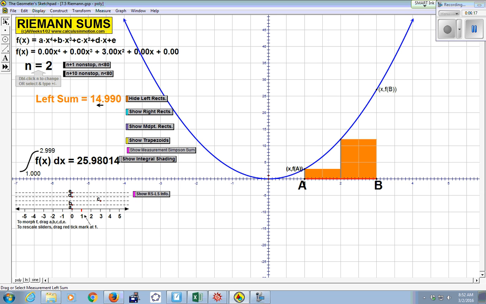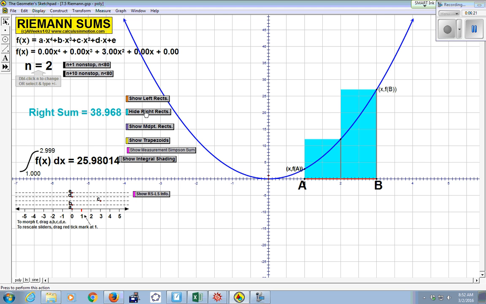Left sum is just about 15. Hide the left. I'll show the right rectangles, and I get just about 39. It's a little bit off because I couldn't get this 2.999 to be 3.